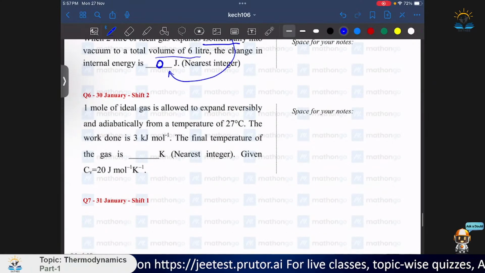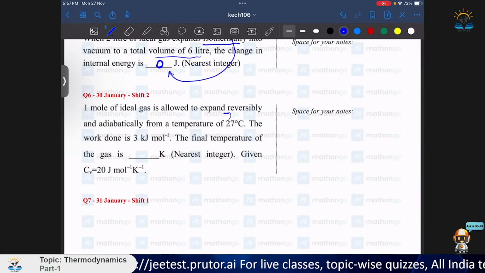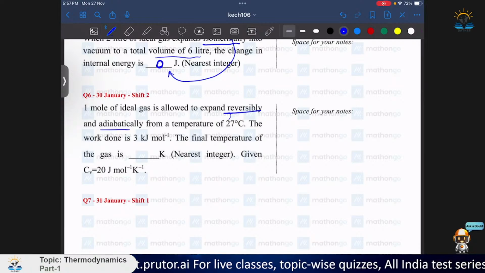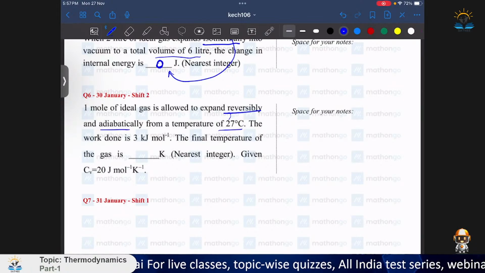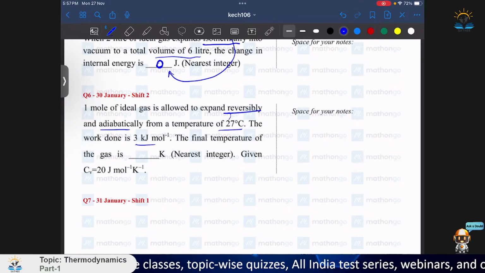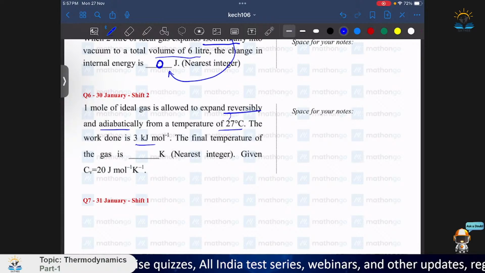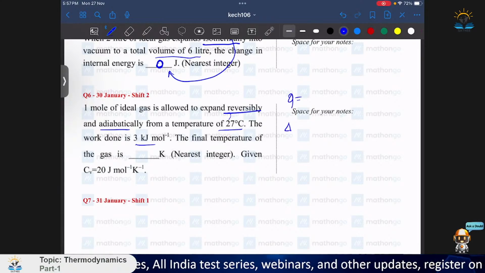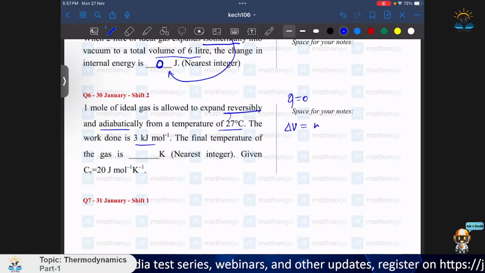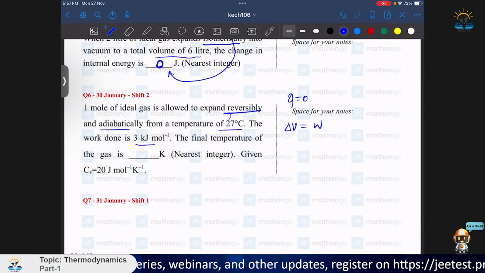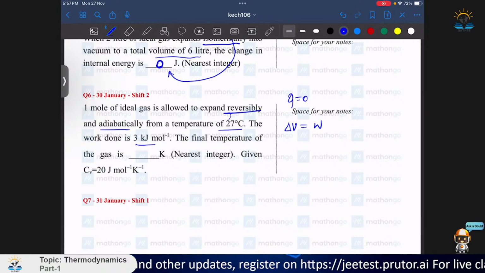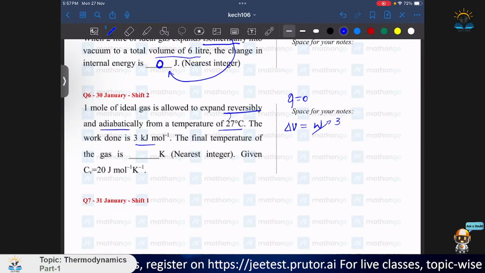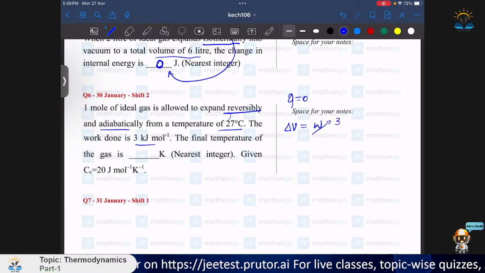Question 6 says 1 mole of ideal gas is allowed to expand reversibly and adiabatically from temperature of 27 degrees Celsius. Work done is this much. Final temperature we need to find out. So it is an adiabatic condition. So delta Q will be 0 because it is adiabatic. So delta U is equal to work done. So what all they have given us? They have given us the temperature. They have given us the work done. We need to find the final temperature. And it is reversible.